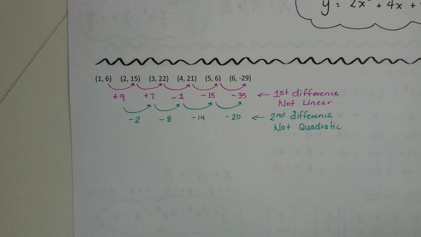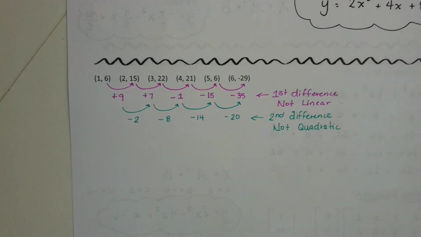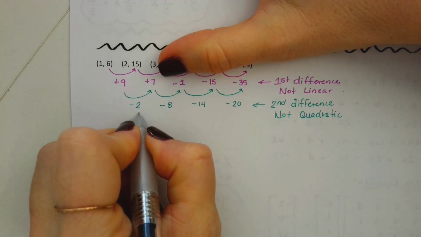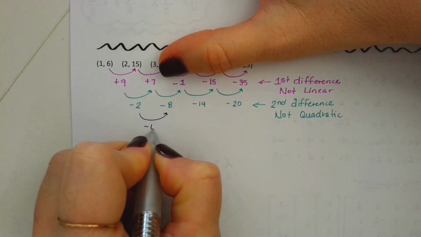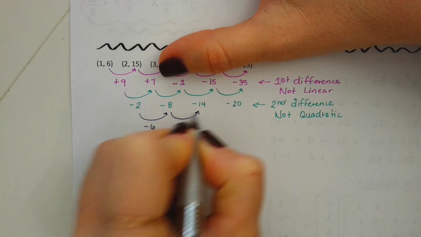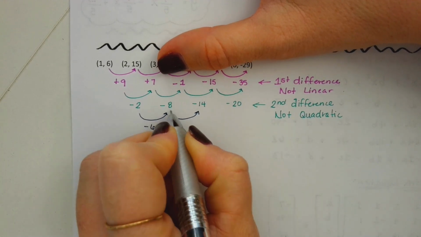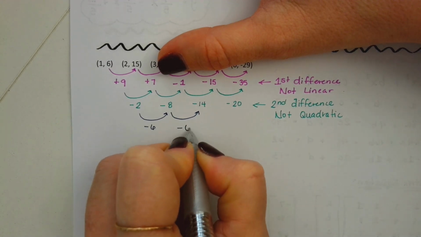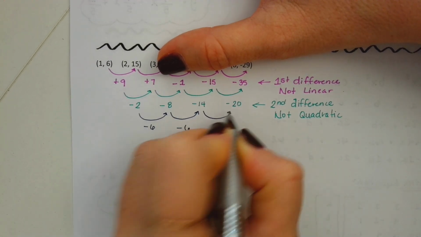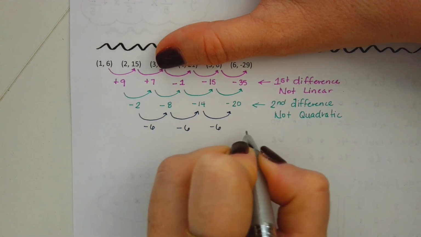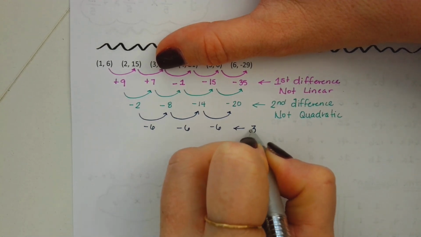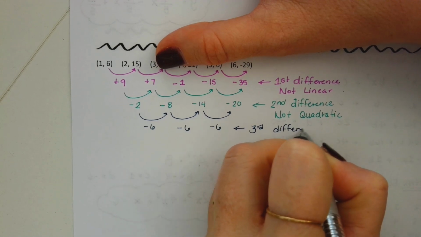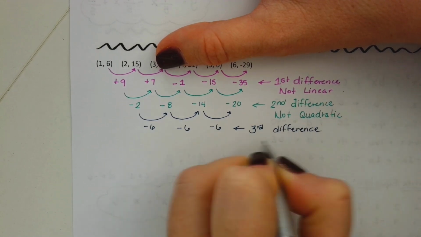Okay, moving on then, we're going to find the third differences, the differences in these differences. Yep, that's down 6. -8 went to -14, -6. And then -14 went to -20, -6. Our third differences are the same. What type of function is it then? It's cubic.